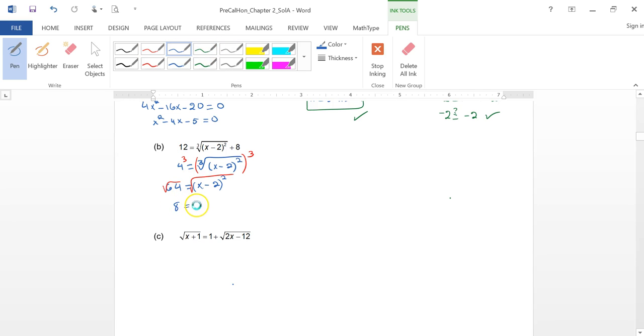So 8 equals plus or minus x minus 2. No. Plus or minus 8 is equal to x minus 2. Oh god, this is not beautiful. So now x is equal to 2 plus or minus 8, which means x is equal to 10 and negative 6. So let's check.